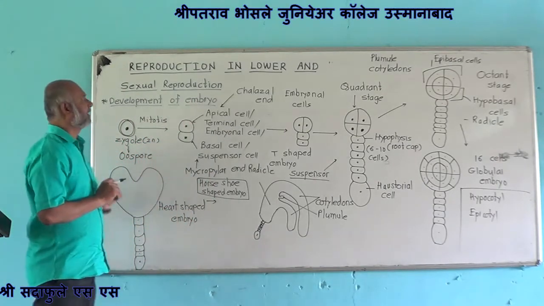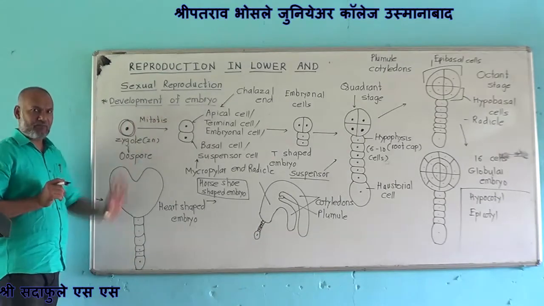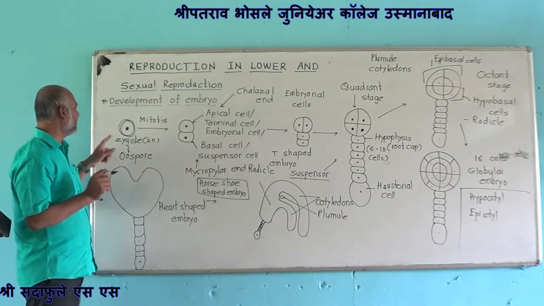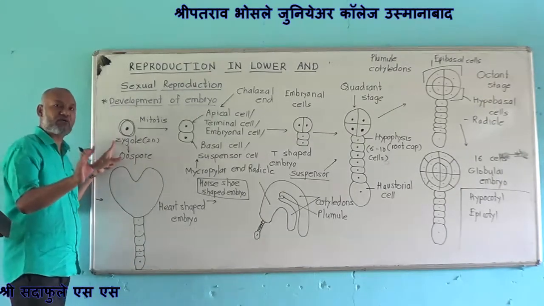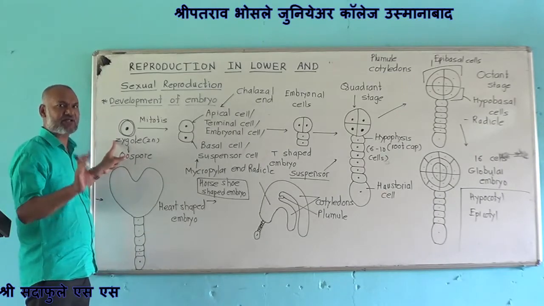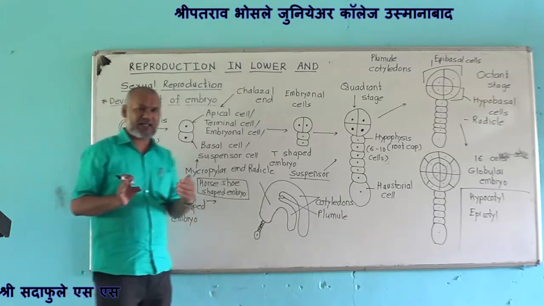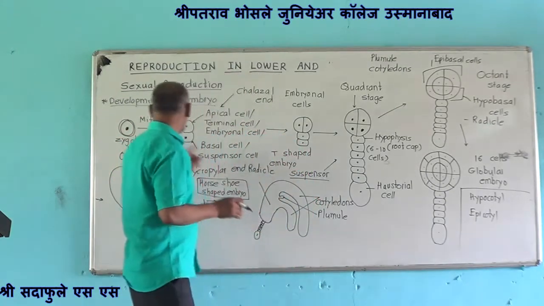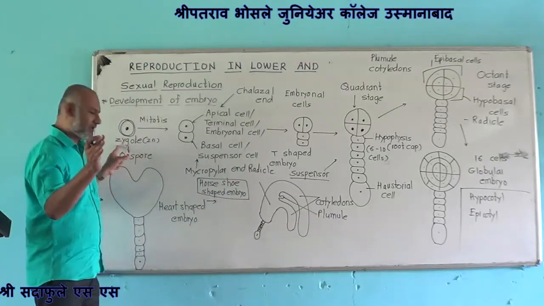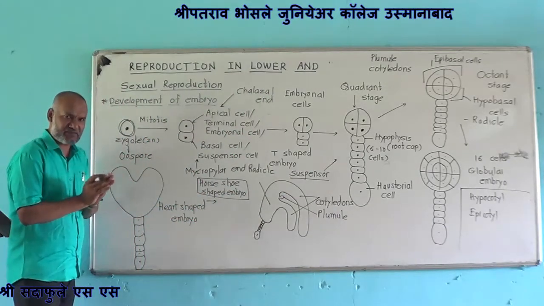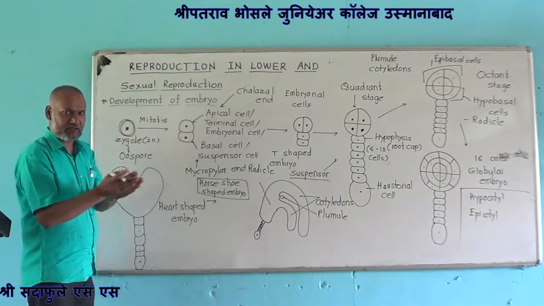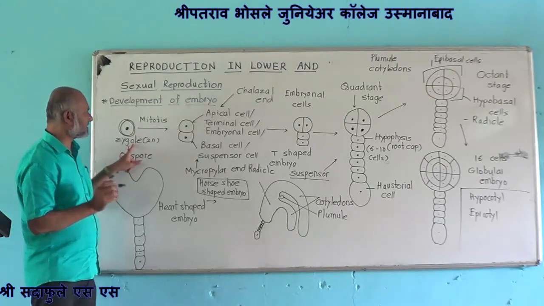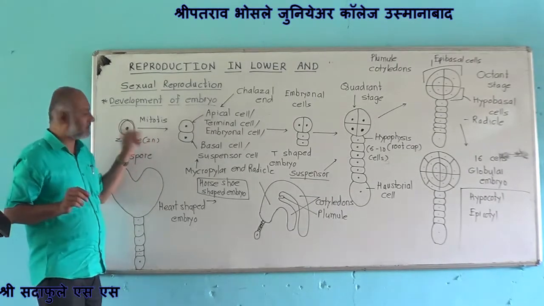Okay, now again we revise this structure. We have studied development of embryo. Embryo develops from zygote, and this zygote is formed by first fertilization or syngamy. Haploid male gamete fuses with haploid female gamete or egg cell to form diploid zygote. This zygote undergoes some rest period, and during this rest period it forms a covering around it, and then it is termed oospore.